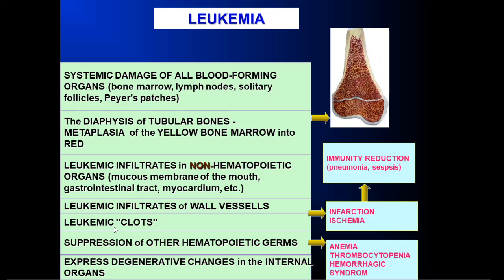And also we have leukemic clots. So tumor cells attach to each other and flow in the blood, and obviously can block some small vessels, and that's why we have acute ischemia in the tissue that was supplied by this blocked vessel. And after the ischemia also we probably could see infarction.